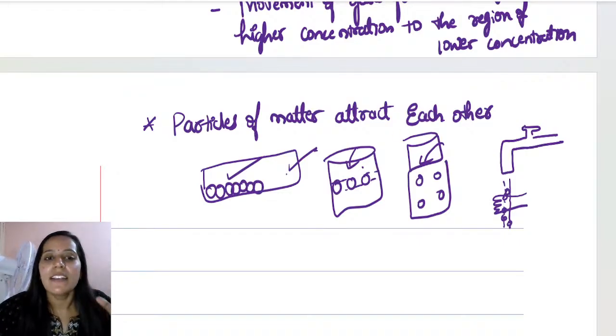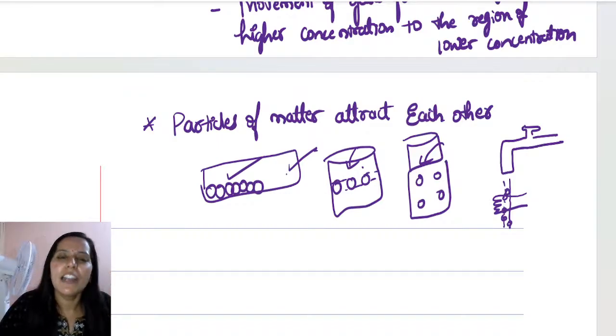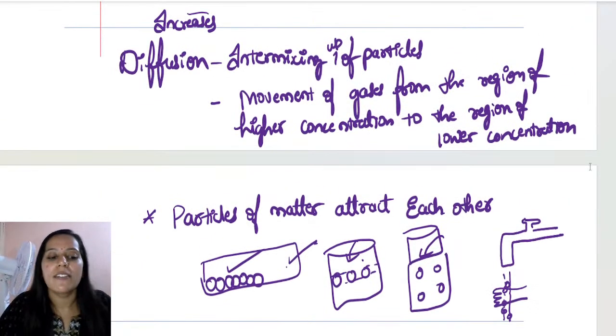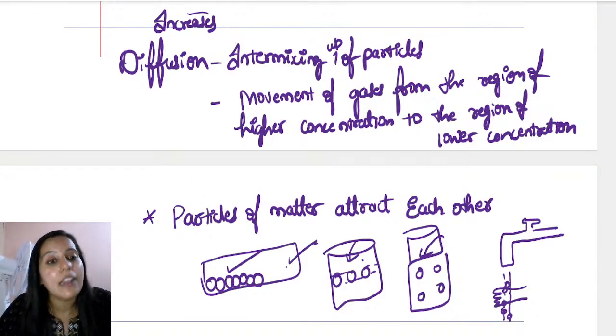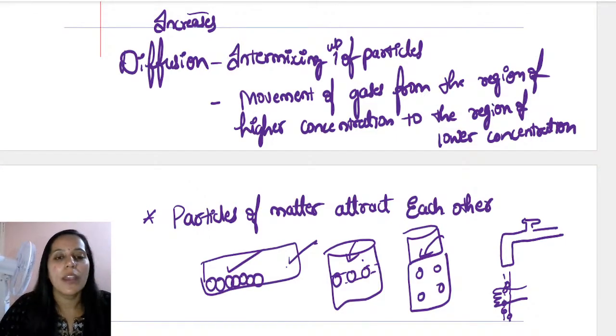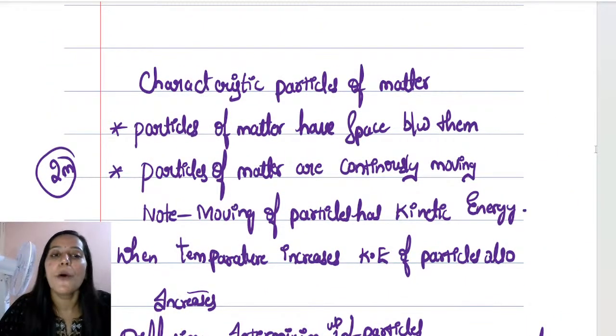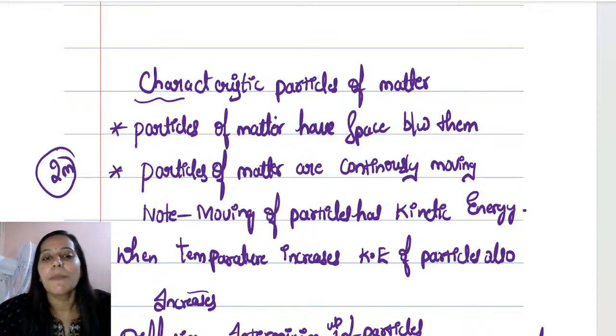Is it clear? We can still talk about many examples, children. For today's class, I think whatever concept I have explained is very clear. If you still have any doubt, you can ask me in the next class. I hope it is clear. Most importantly, everybody has learned about the characteristics of particles of matter. Under the characteristics of particles of matter, I told you particles of matter have space between them.